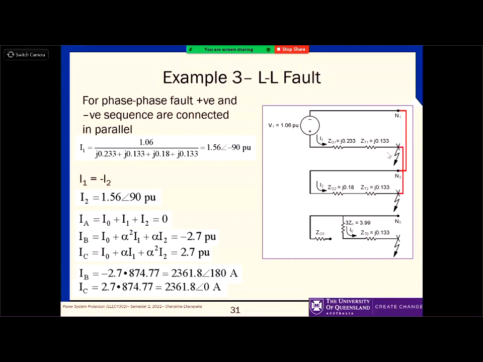So you can see that I1, the positive sequence current, is equal to, if you go through this path, the negative of I2. That is what we need. That's what I said. In a line-to-line fault, the positive sequence current is equal to the negative of the negative sequence current. And then the voltage here is equal to the voltage here because they are parallel. So VA1 is equal to VA2.